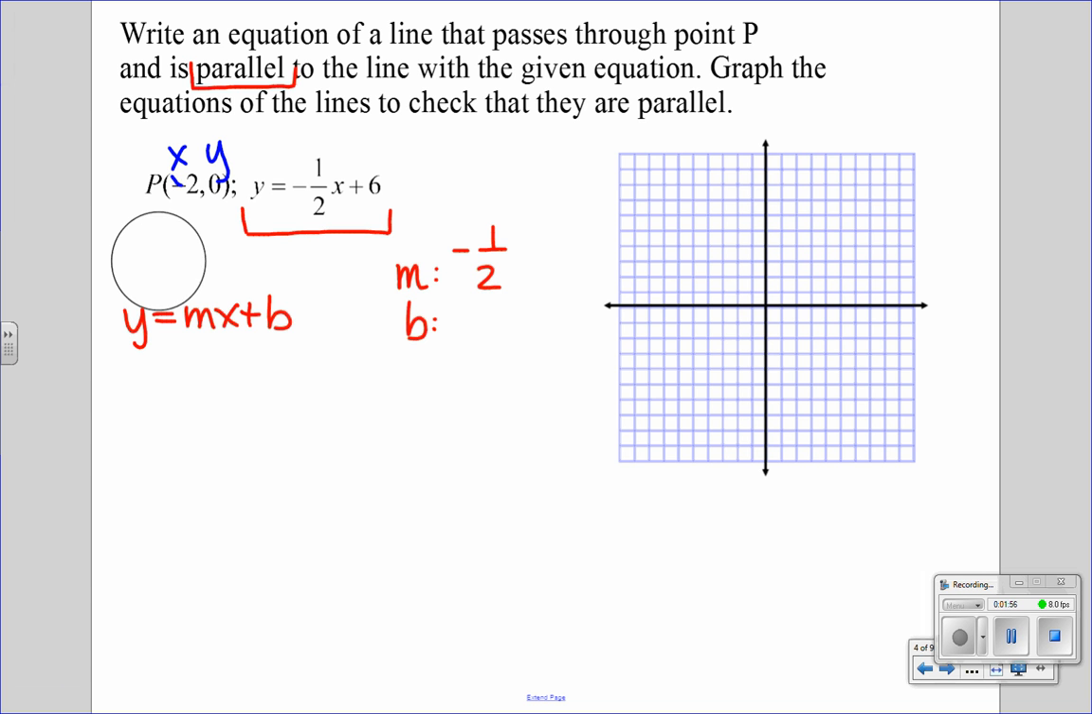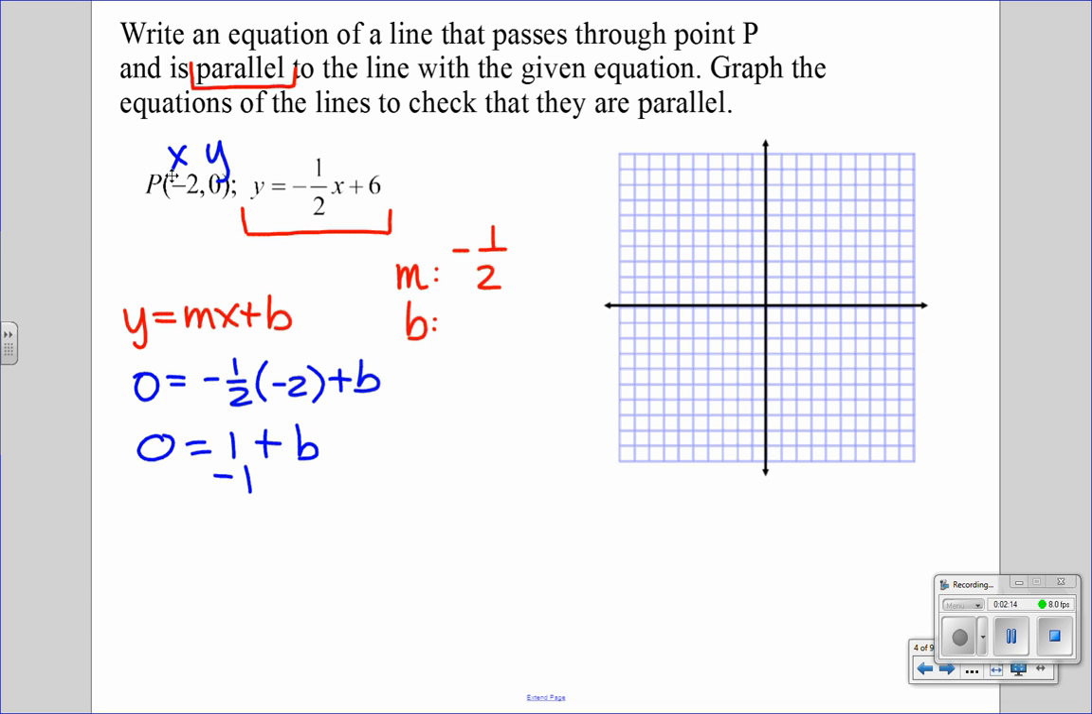All right, so what we're going to do is plug in these pieces of information to solve for our b. Our y value is 0, our m value is -1/2, our x is -2, and then we do plus b. We're going to multiply -1/2 and -2, and that gives us a +1, and then we solve for b. So b is equal to -1. Now that we have our two pieces of information, we can write our equation, which is y equals -1/2 x minus 1.